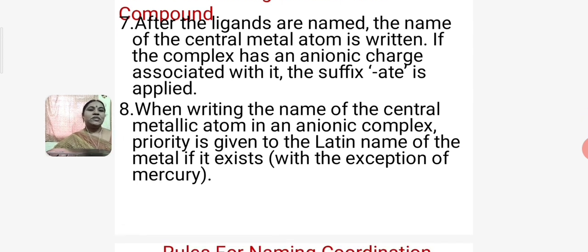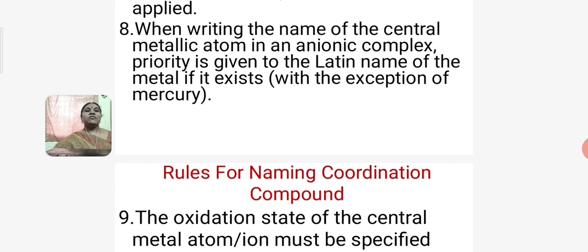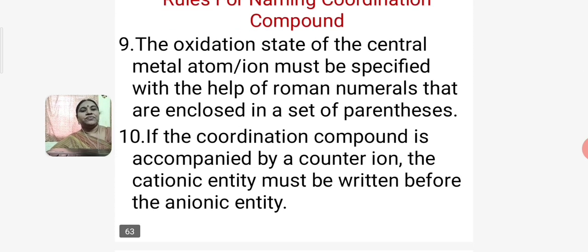After the ligands are named, the name of the central metal ion is written. If the complex has anionic charge associated with it, the suffix -ate is applied to the central metal ion. When writing the name of the central metal atom in an anionic complex, priority is given to the Latin name of the metal if it exists. An exception is mercury. The oxidation state of the central metal ion or atom must be specified with the help of Roman numerals that are enclosed in a set of parentheses.